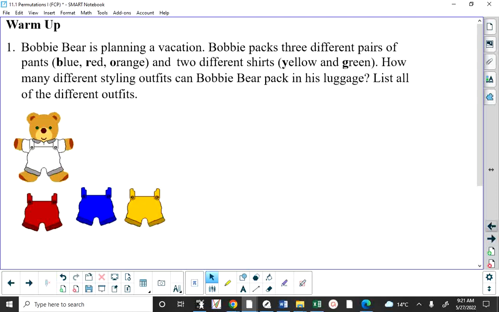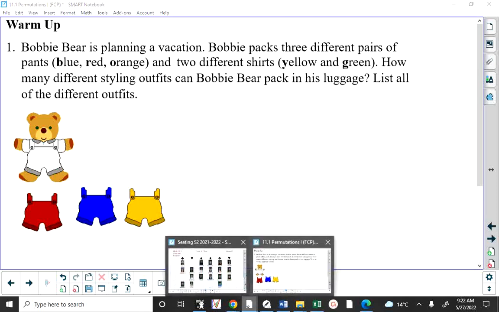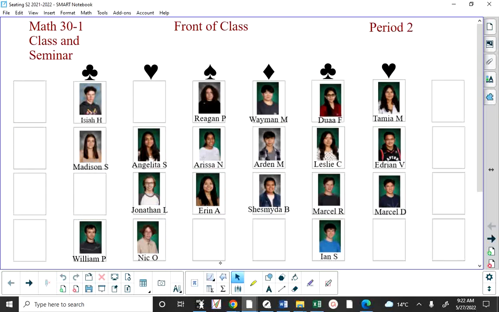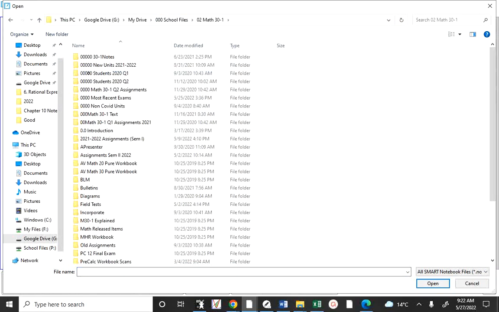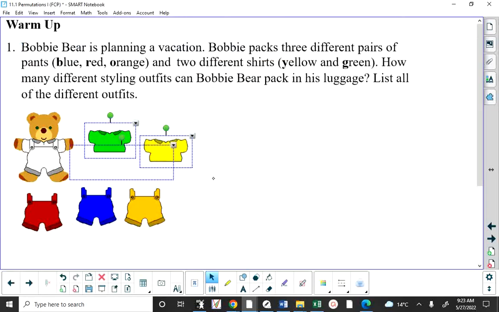Oh, that's unfortunate. Give me a minute. Bobby Bear's lost some luggage. Give me a minute and I will get it back. Pants, and there are 2 shirts.